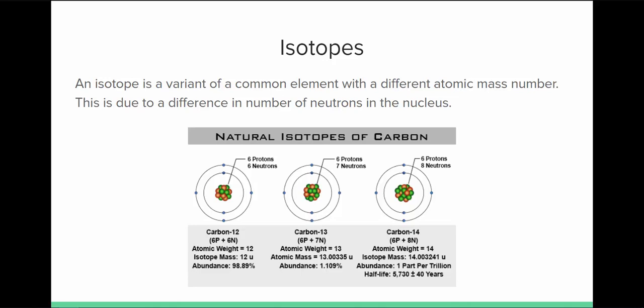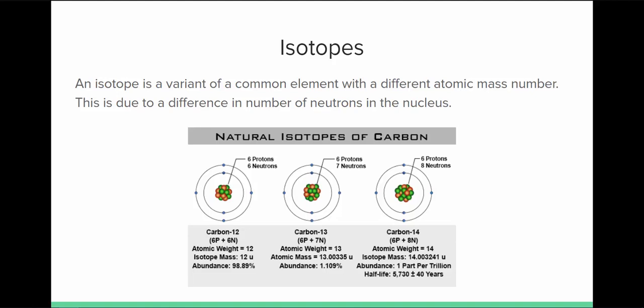As it says right here, down at the bottom, it says abundance. Abundance is 98.89%. So that means if you just grab a random carbon atom, chances are it's going to be carbon-12. It has a 98.89% chance of being carbon-12. It is the most common form of carbon. There are other forms though.